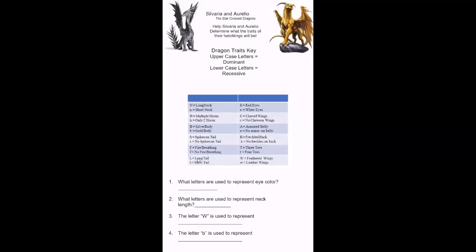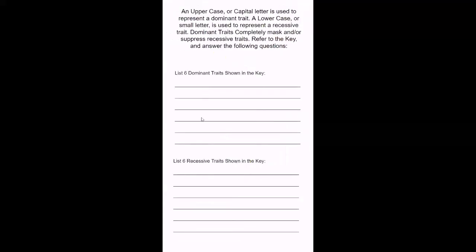Fire breathing. Yep. Silver body. Is that dominant? Where is that? It's right here. Yep, okay, so you guys get that. Those are the dominant ones. So you're going to list 6 of those, and then you're going to do the same thing with recessive. You're going to find the ones with the lowercase letters. You're going to fill that out.